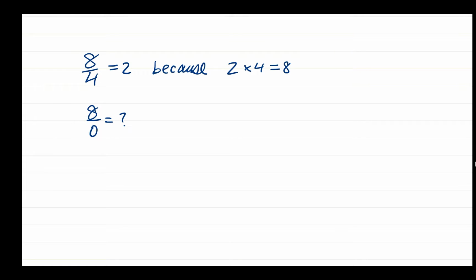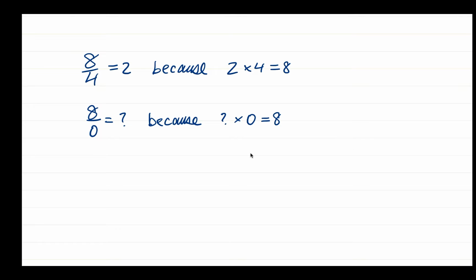Well, some people will answer, oh, it's 0, it's 8, it's -8, it's 1, it's -1, it's, I don't know. So whatever the answer is to this question, it would have to be the answer because when you take that number and you multiply by 0, you get 8. So what's the number that when you multiply by 0, you get 8?